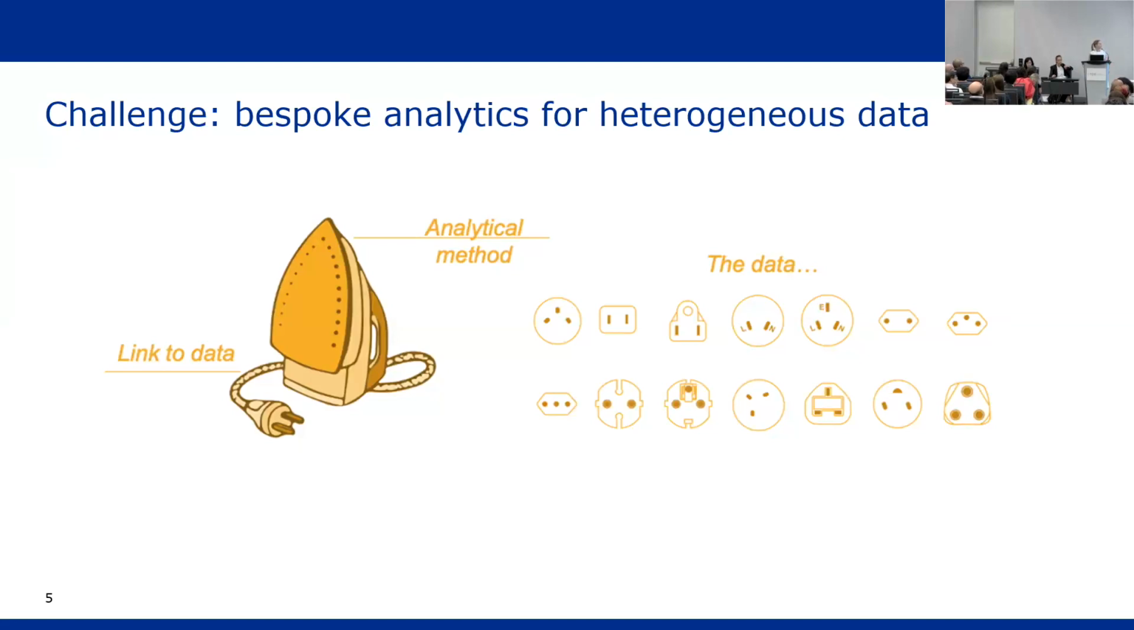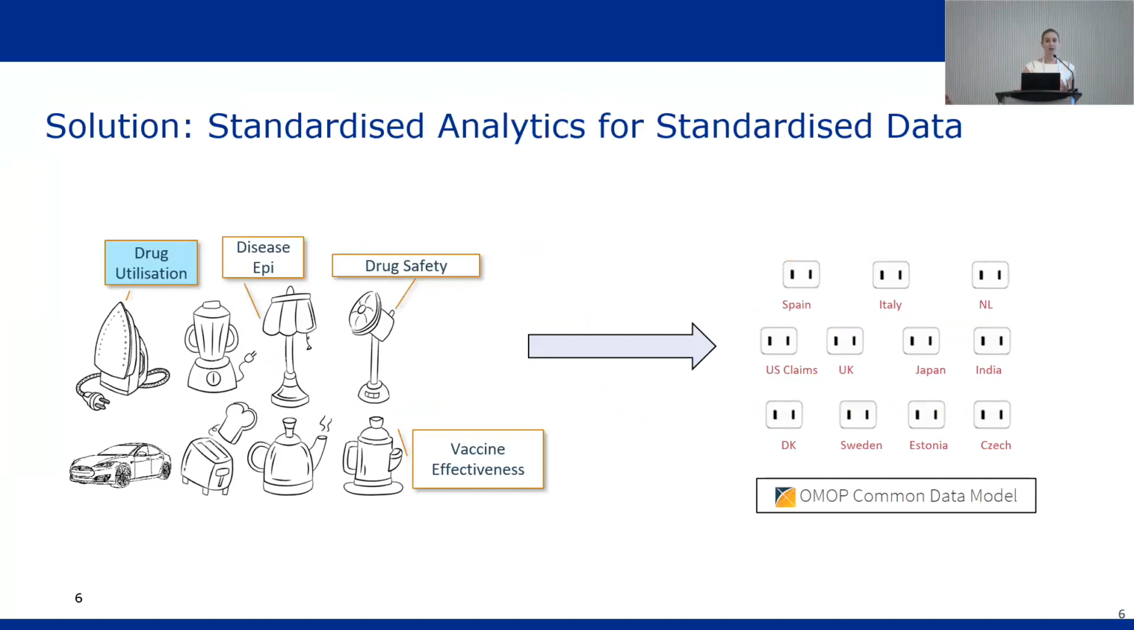That often requires bespoke analytics to account for that, which obviously are time-consuming to produce and potentially prone to errors. So the solution that we use for Darwin EU is that we use data that has been mapped to the OMOP common data model. The OMOP common data model is maintained by the OHDSI community and allows us to use standard analytics for different types of studies, drug utilization, disease epidemiology, and we can carry them out across the whole network.